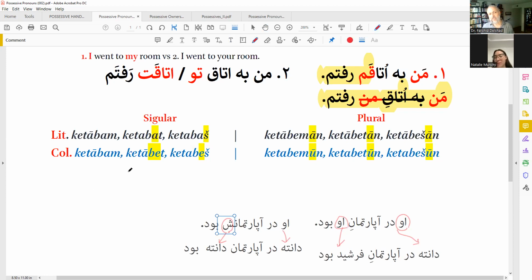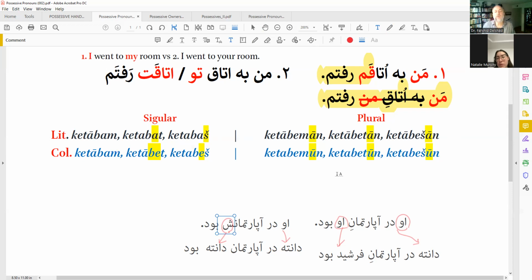For example, if you have the word ketab and you want to use that in enclitic form, say ketabam, ketabat, ketabash, ketabaman, ketabatan, ketabashan. But in spoken, what I highlighted here as colloquial becomes ketabam, ketabet, ketabesh, means at and ash becomes et and esh. And in plural, ketabaman, ketabatan, ketabashan becomes ketabamun, ketabatun, ketabashun. That is the colloquial version of using these enclitic forms, right?